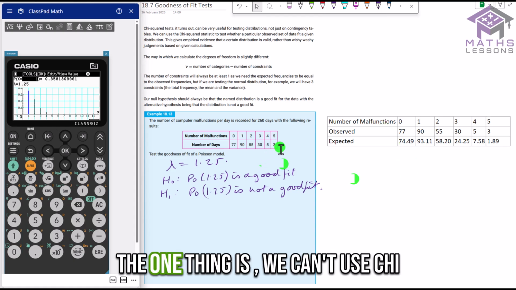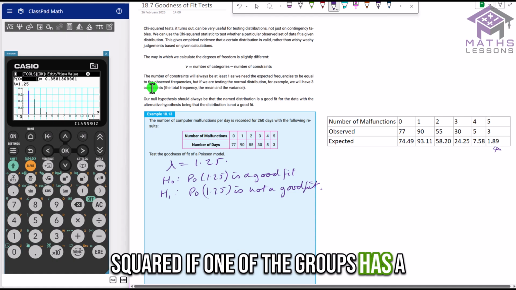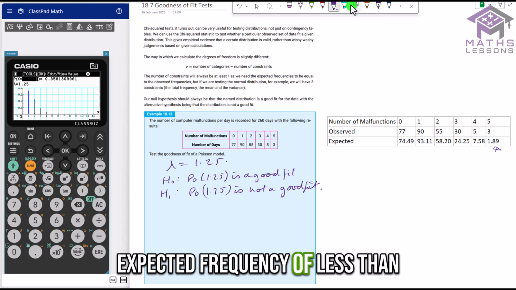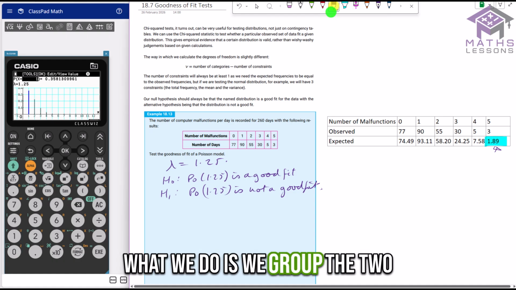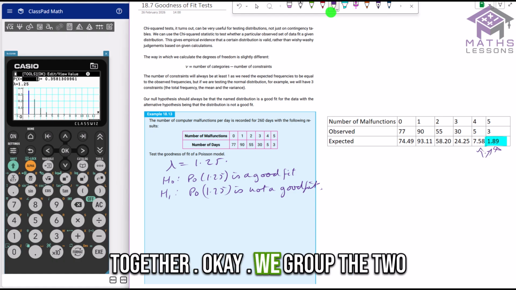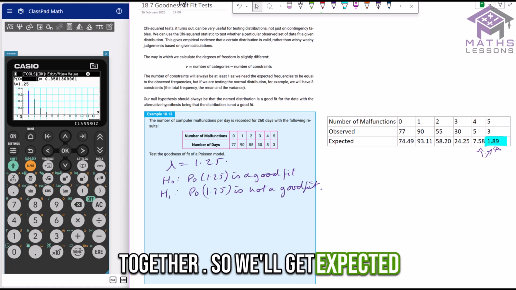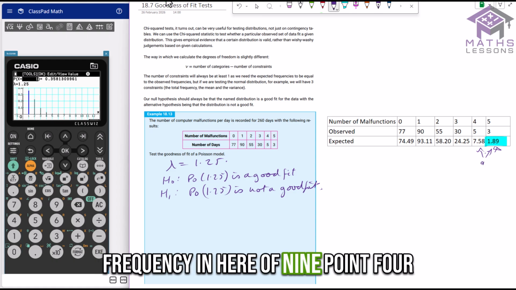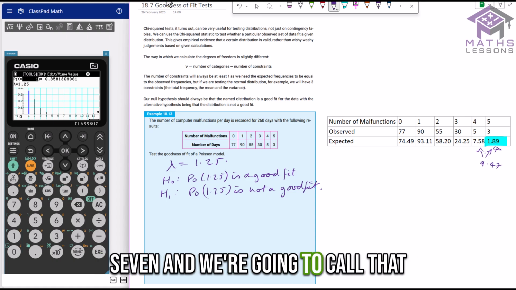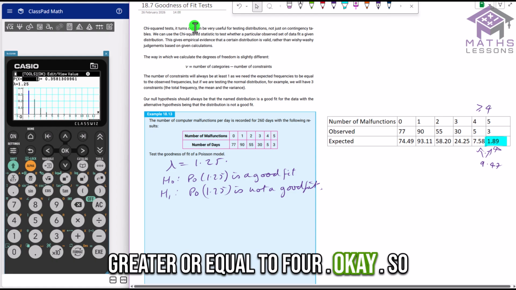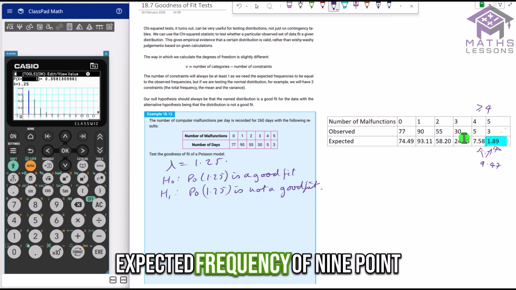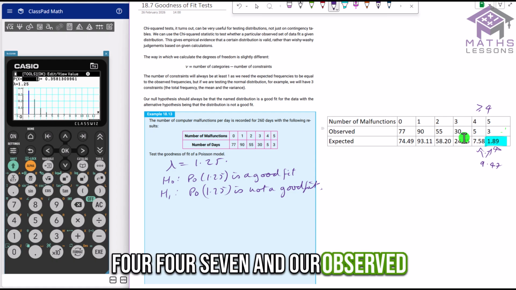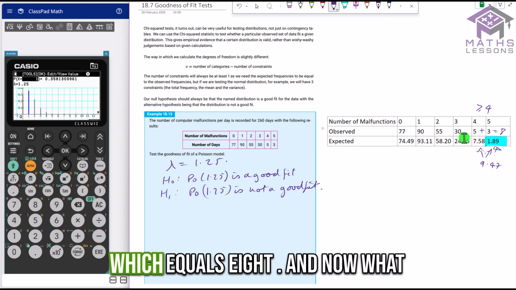Now, the one thing is, we can't use chi-squared if one of the groups has an expected frequency of less than 5. When that happens, what we do is we group the two together. So we'll get an expected frequency in here of 9.47, and we're going to call that greater than or equal to 4. So that's our greater or equal to 4 group, and we have an expected frequency of 9.47, and the observed frequency will be 5 plus 3, which equals 8.